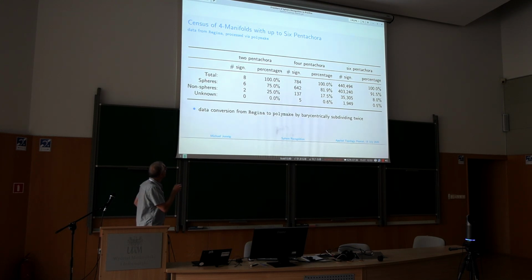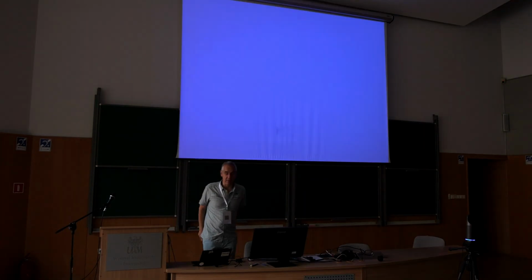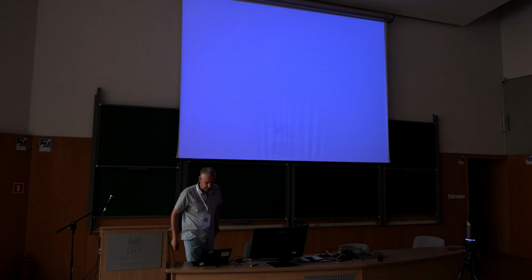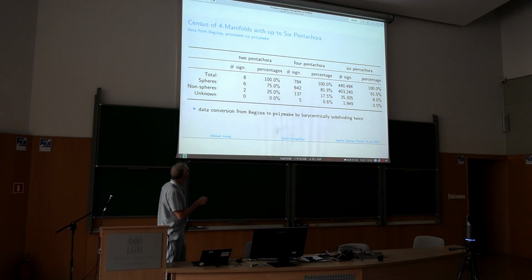Now we applied our heuristics to this, and these are the numbers that we recognized. 75%, so 6 out of 8, are spheres, and the other ones are non-spheres, and it's easy to say what they are. And in this case, the 642 are recognized as spheres. So our heuristics is pretty successful.